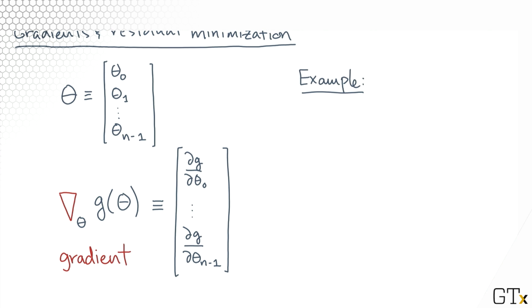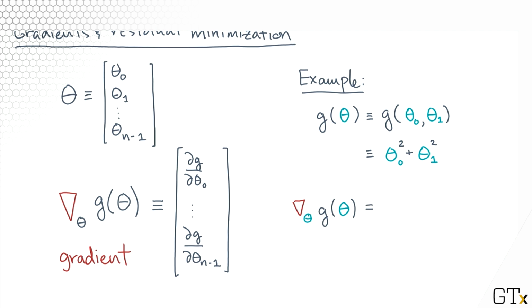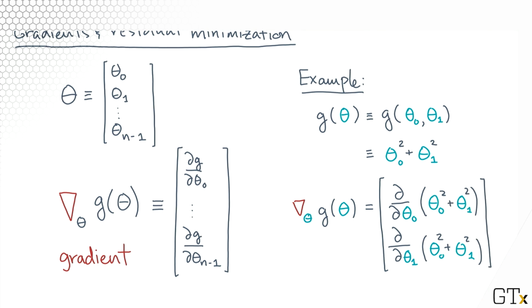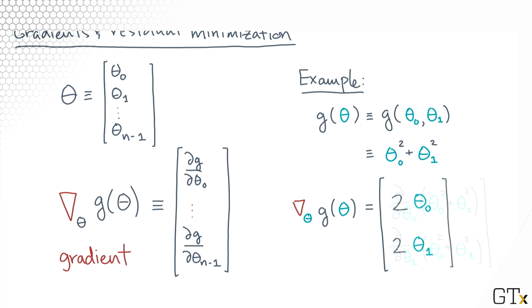So let's revisit our previous example. There, theta was 2-dimensional, and g of theta was theta 0 squared plus theta 1 squared. So what's the gradient? Well, it's a vector of length 2. Its 2 components are the partial derivatives of g with respect to theta 0 and theta 1, respectively. So let's substitute g, and then evaluate the derivatives. That gives you 2 times theta 0 as the first component, and 2 times theta 1 as the second. Simplifying, that's just 2 times theta.